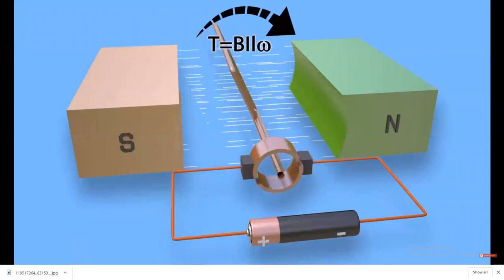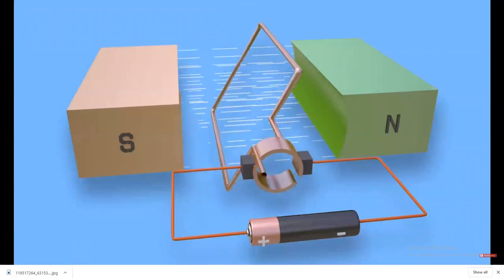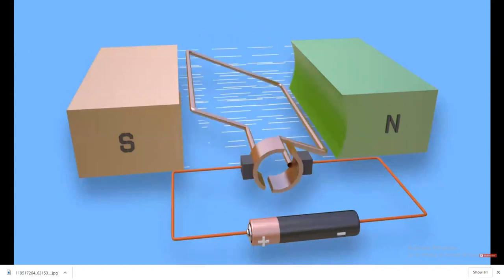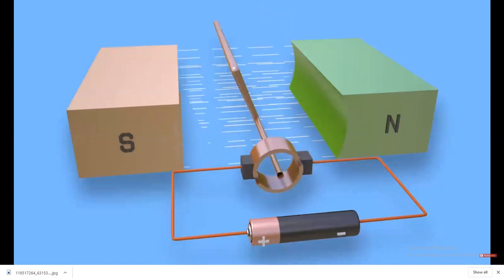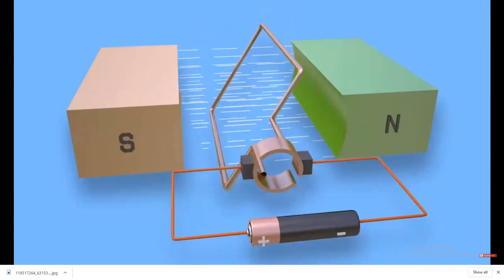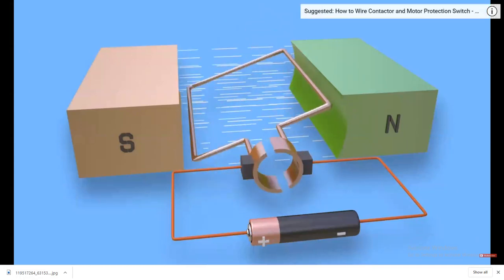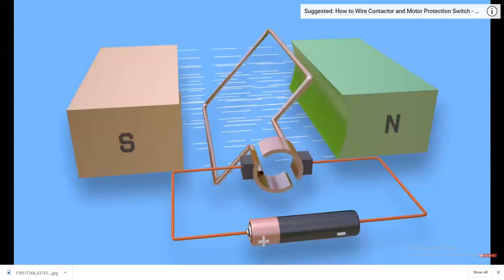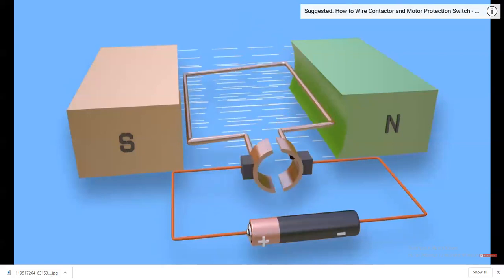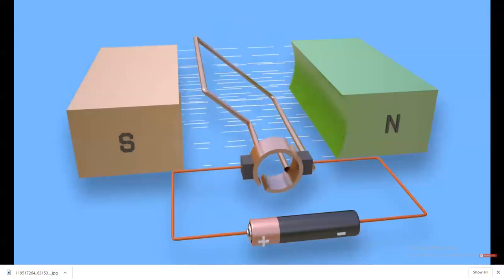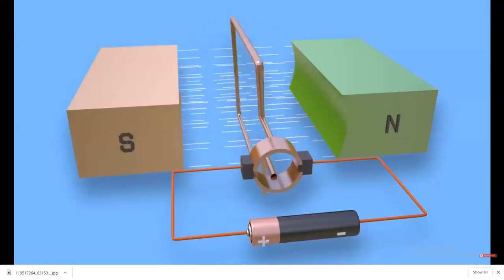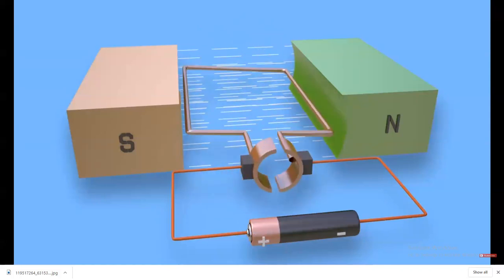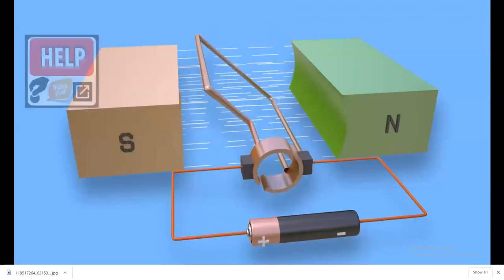From that explanation, we can come to the conclusion that in this model, whichever conductor comes near the south pole experiences an upward mechanical force, and near the north pole a downward mechanical force. Due to these continuous forces, the turn keeps rotating. A practical DC motor rotates on the same principle as this elementary model.